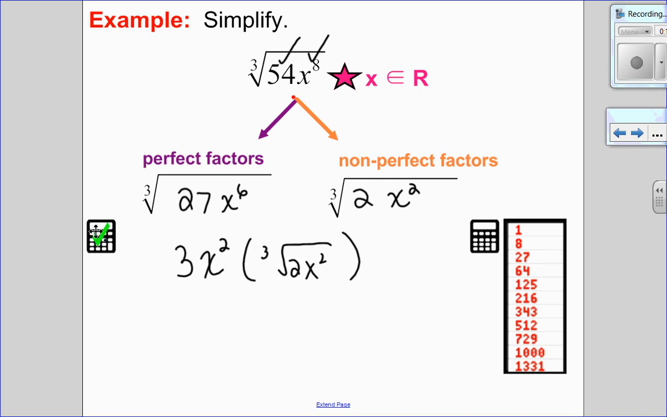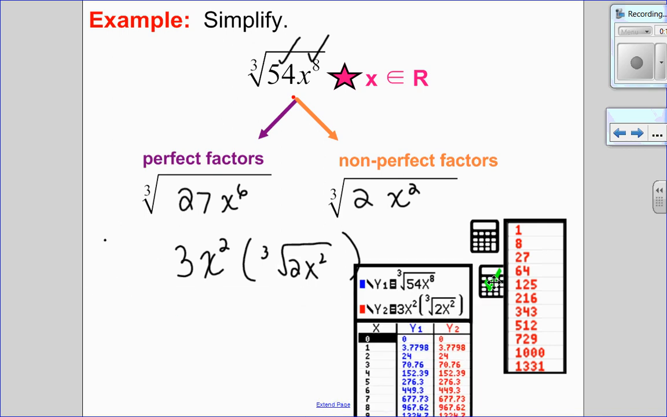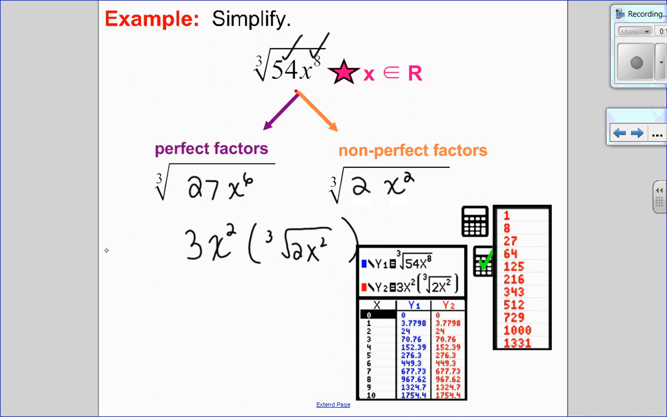Okay, so let's put this in our calculator and do our little check. So in the calculator there, you can see my original question right here, my answer there. Check always happens in the table. I can see that they match, so I know I did that correctly.